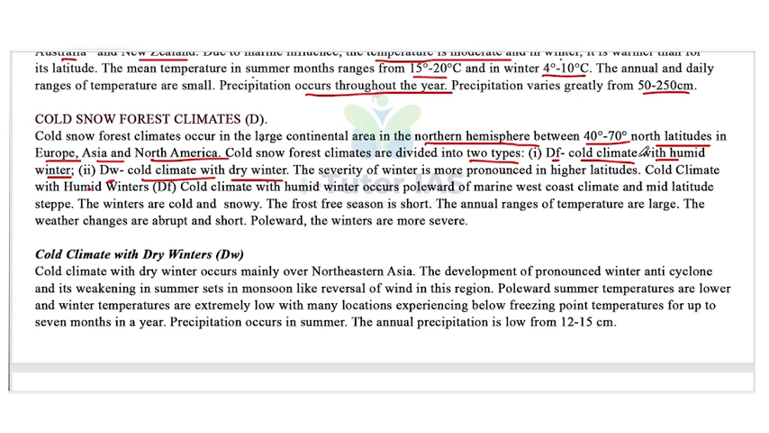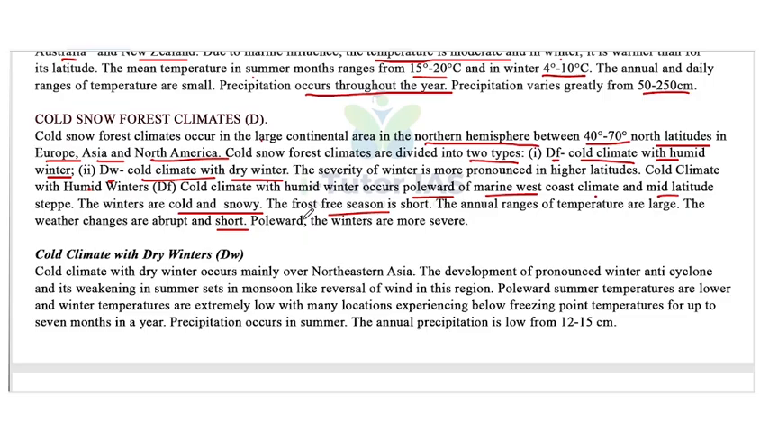The severity of winter is more pronounced in higher latitudes. Cold climate with humid winters occurs poleward of marine west coast climate and mid-latitude steppe. The winters are cold and snowy. The frost-free season is short. The annual range of temperature is large. The weather changes are abrupt and short. Poleward, the winters are more severe. So that's about the cold snow forest climate. Now, cold climate with dry winters, Dw.